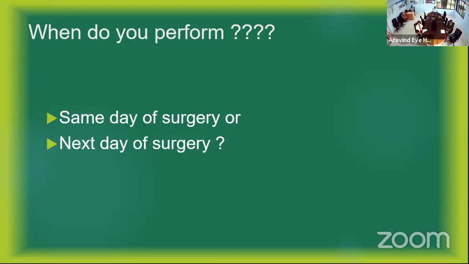So when do you perform the adjustment? Either you do it on the same day or the next day. Usually in adults, if you do the surgery in the morning, you can adjust the suture in the evening. But usually under general anesthesia, we do it the next day. So we give a short GA and take up the case for surgery.